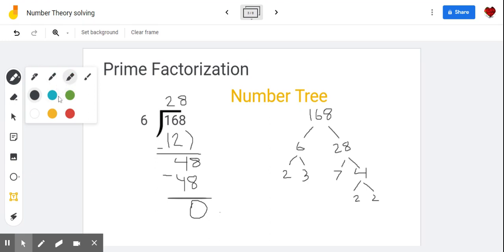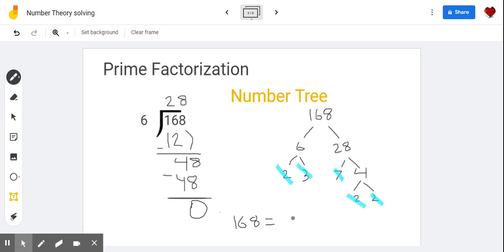Now these end numbers that we have here are really important because they're going to tell us how we're going to put our prime factorization all together. For example, the prime factorization of 168 is 2 cubed, because there are 3 2s, multiplied by 3 because there's only 1 3, and multiplied by 7 because there's only 1 7.